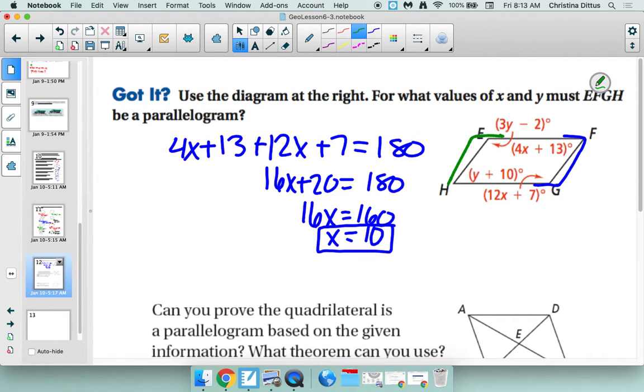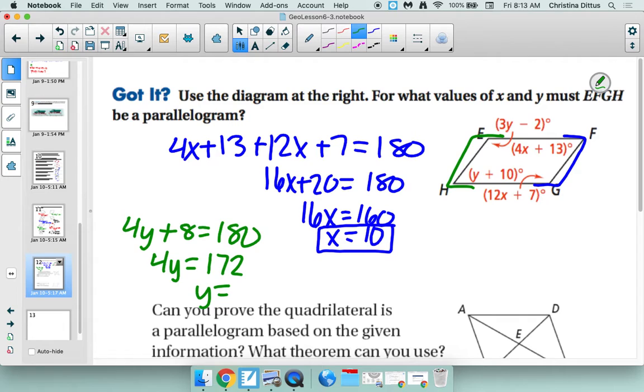Alright, so the y's we know add up to 180. Can I just total them? 4y plus 8 has to equal 180. Subtract your 8, 172. What do we get? 43. Sweet.